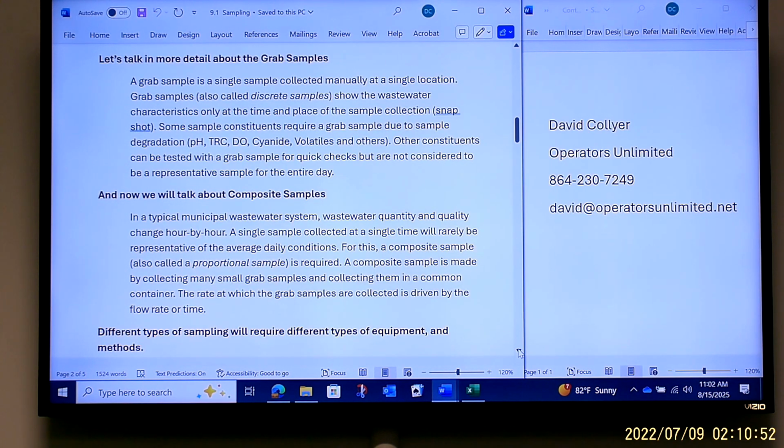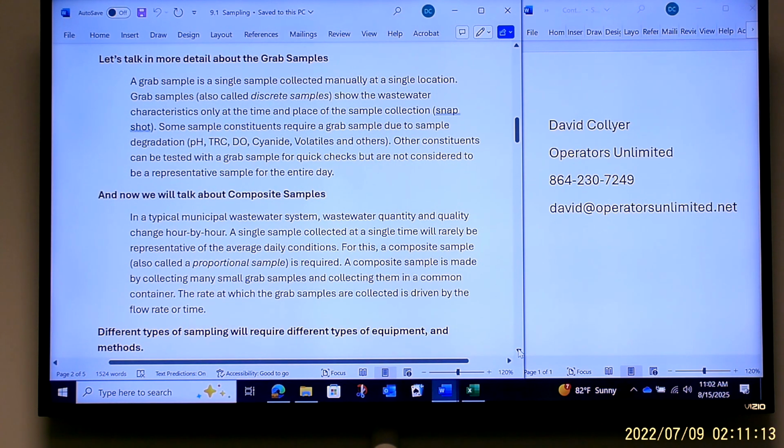Some sample constituents require a grab sample due to sample degradation: pH, TRC, DO, cyanide, volatiles, and others. Other constituents can be tested with a grab sample for quick checks, but are not considered to be a representative sample for the entire day.